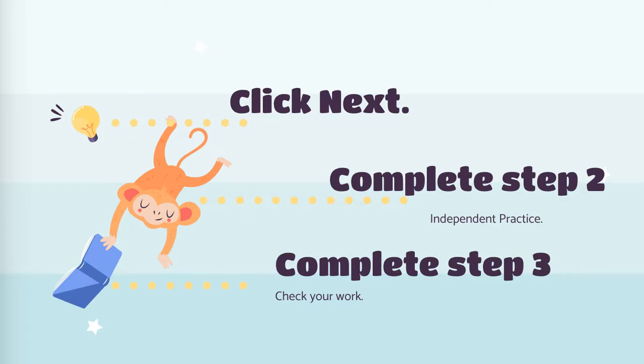Now you have officially completed step 1 of ELA. Click on the next button to complete step 2, which is independent practice. You will be rereading the text about dogs and cats, and you will be using the Venn diagram to help guide you through the problems. Once you have completed step 2, then proceed to step 3 and check your work. Remember to show integrity and do your best before completing step 3.